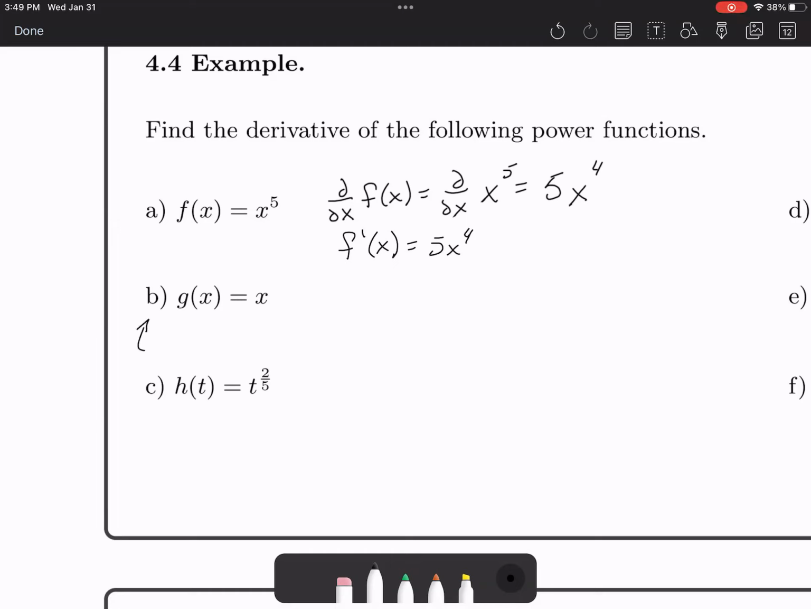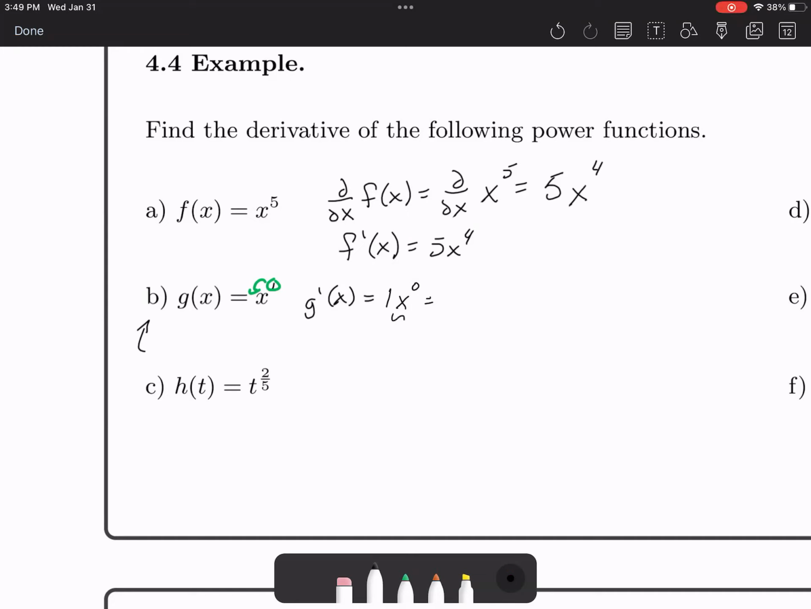All right, letter B, g of x is equal to x. So there's kind of like a 1 sitting on that, right? There's a power of 1 that we typically don't write, but there's one x value right there. So g prime of x, by the power rule, the 1 is going to come down in front. And how many x's do I have? 1 minus 1, 0 of them.